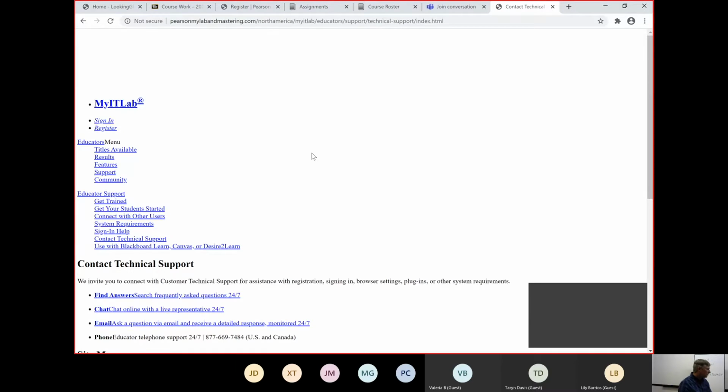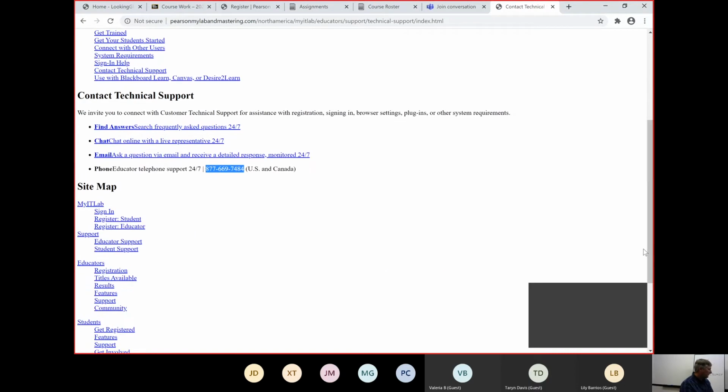Ooh, wait. There's a phone number. Okay, that's educator telephone support. Well, here's the thing. They might be able to redirect you to some kind of student telephone support, hopefully. So there's that number. You could try that. That's the number for teachers, but if you call that number, they might be able to redirect you to someone who could help a student. And that's what we would want.